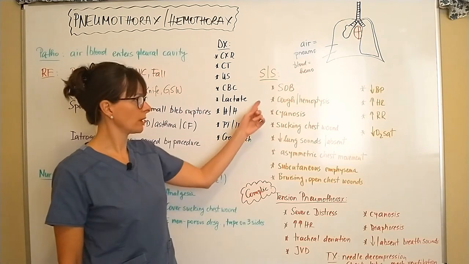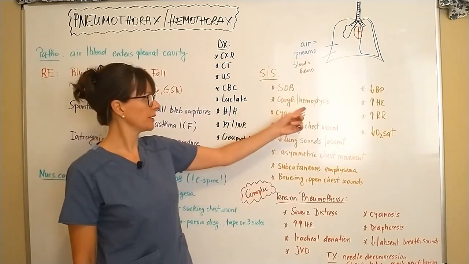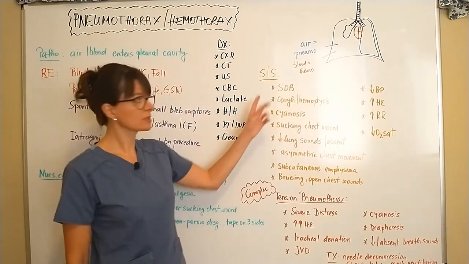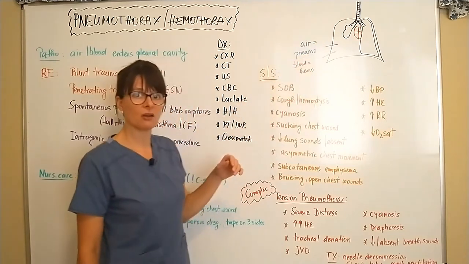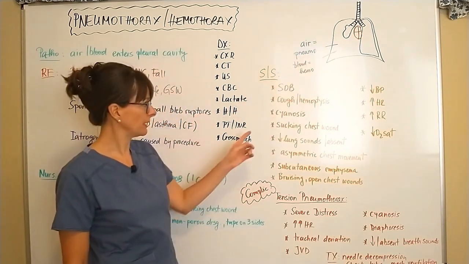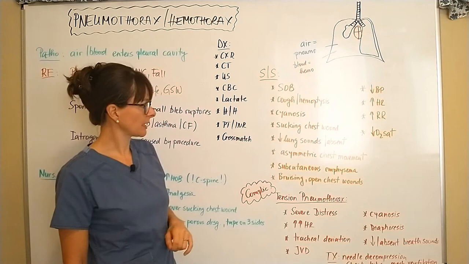Signs and symptoms of both hemothorax or pneumothorax when that lung is being deflated include significant shortness of breath, as well as maybe cough or bloody sputum, cyanosis depending on the severity of that lung being deflated, and then there might be a sucking chest wound.